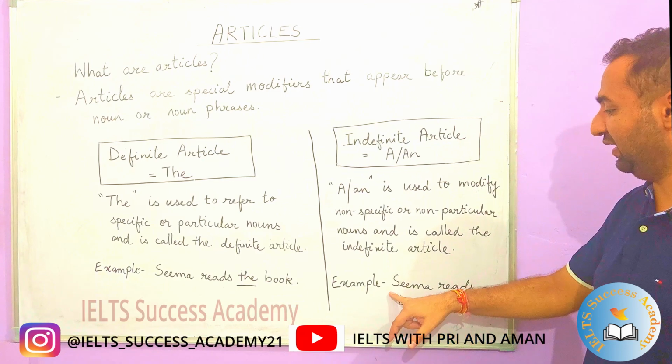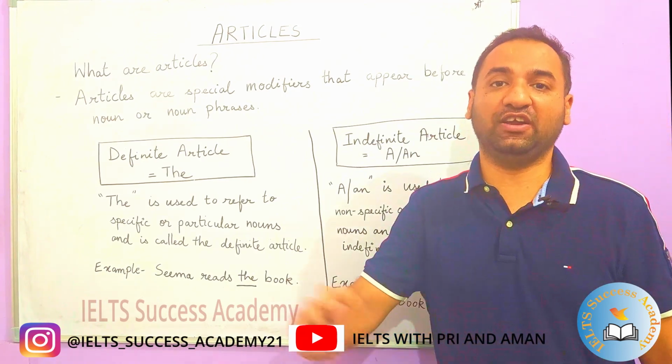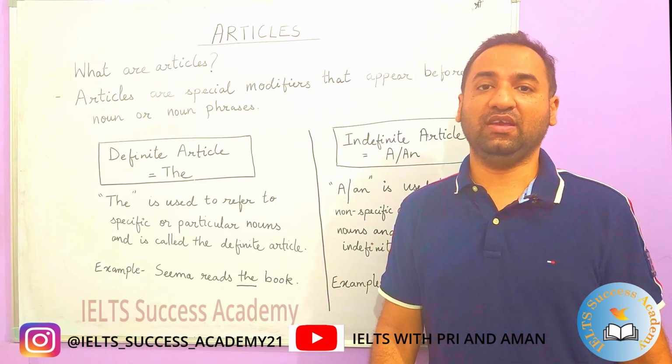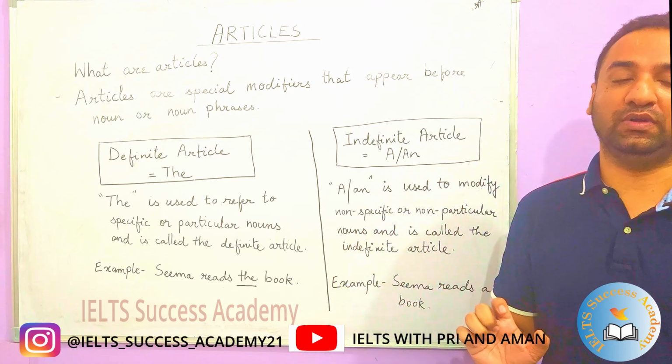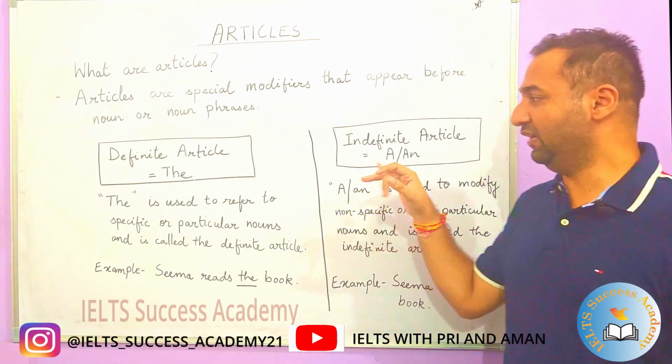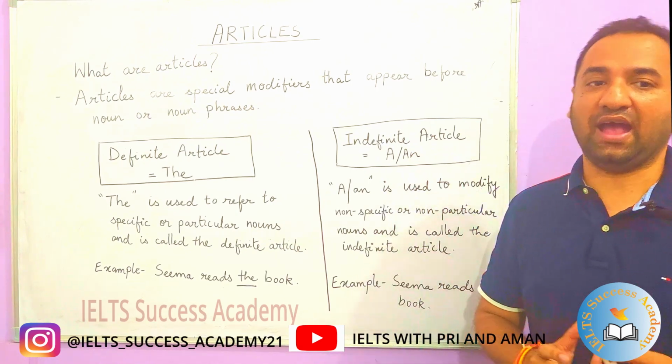So for example, here: Seema reads a book. It is not predefined which kind of book she is reading. So it is non-specified and non-particular. In indefinite articles, we use the words "a" or "an".